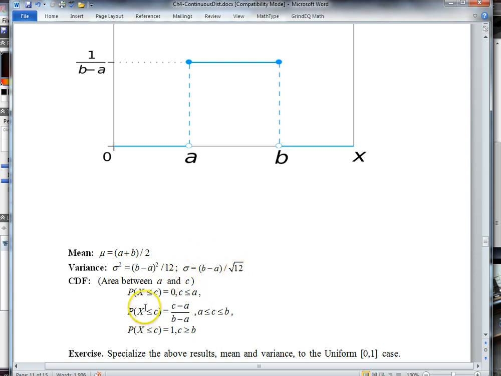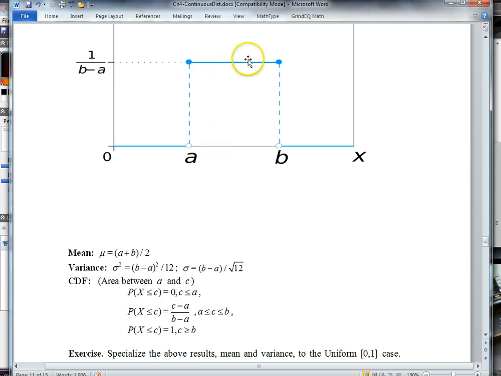So if I want to find the area up to a point c here in the middle, it's basically the area of a rectangle, and that area would be c minus a, that's the width, times the height, which is 1 over b minus a, or c minus a over b minus a, and that's true as long as c is between a and b. If it's less than a, my probability is 0. If it's more than b, it's going to be this whole area, which is 1.